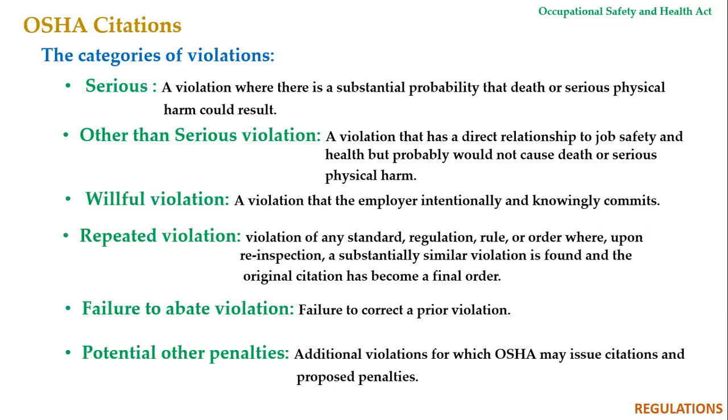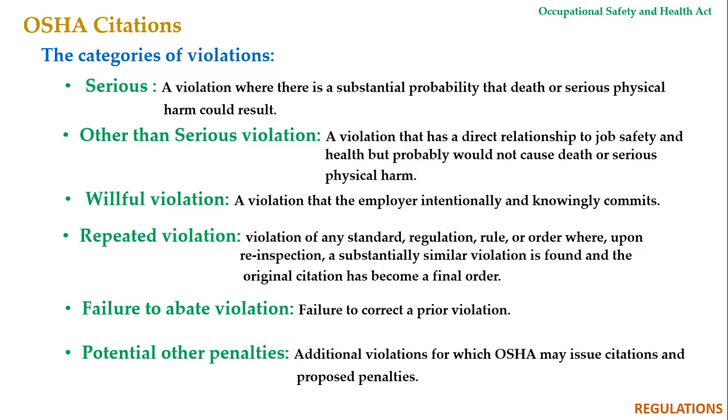So now we will see the various OSHA citations. So the categories of violations are: first, the serious violation. The serious violations are the violations where there is substantial probability that death or serious physical harm could result. Then the next category is the other than serious violation, a violation that has direct relationship to the job safety and health but probably would not cause death or serious physical harm.